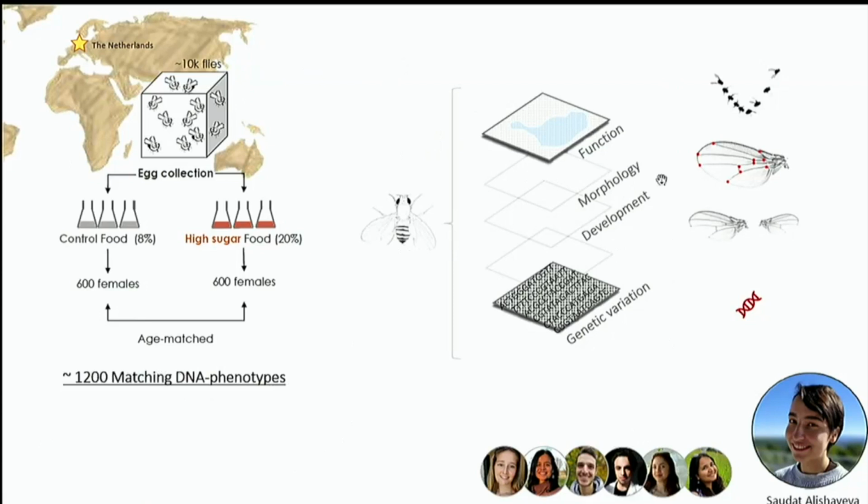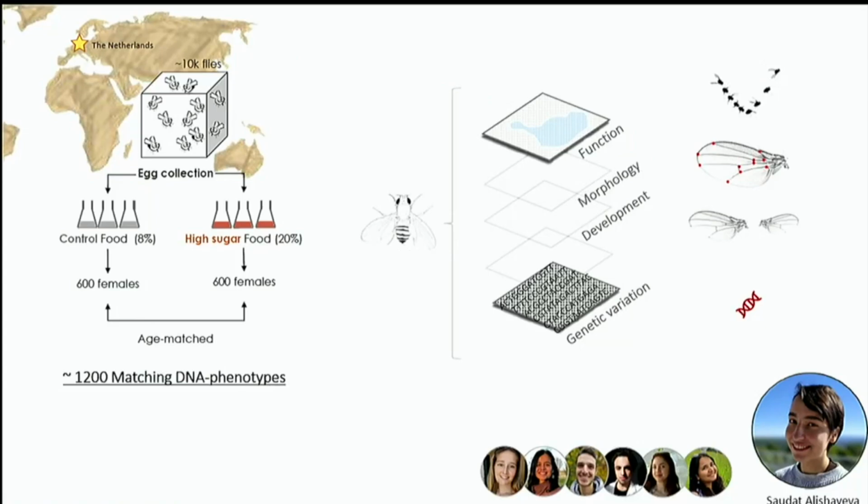First, she measured function, so she measured flight performance, and I talked to some of you guys before about that. Flight performance of each individual fly as a proxy for function. Then she dissected the wings of these flies and used the shape of these wings as a proxy for morphology.